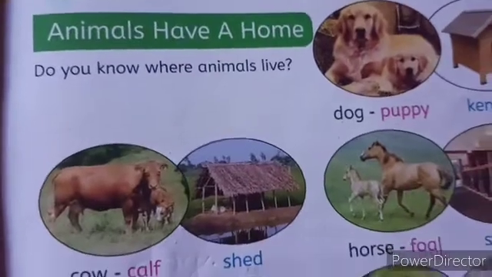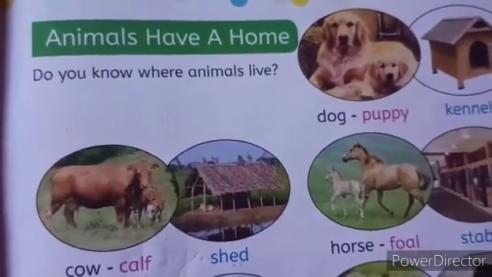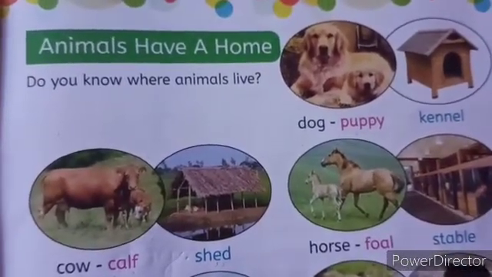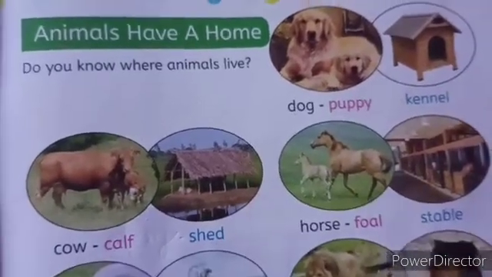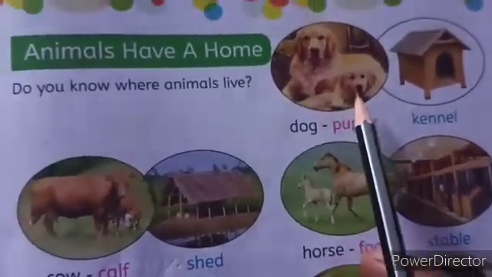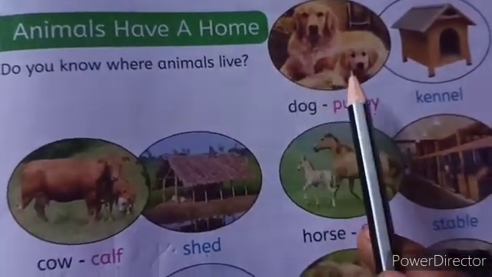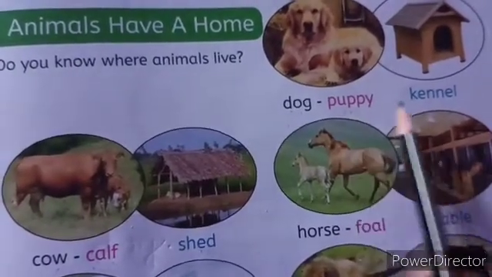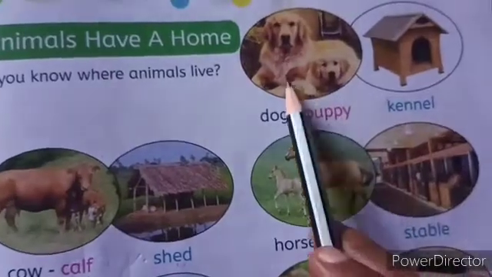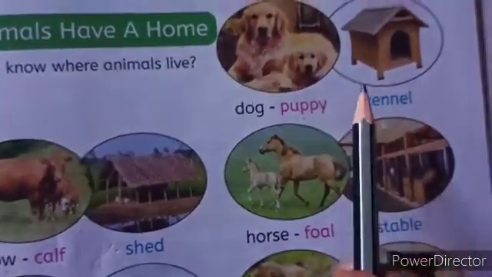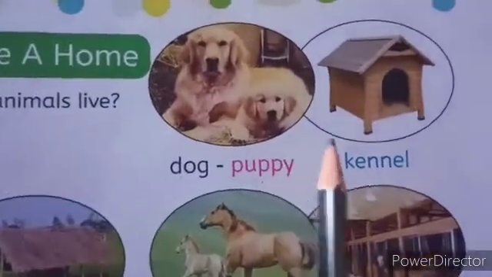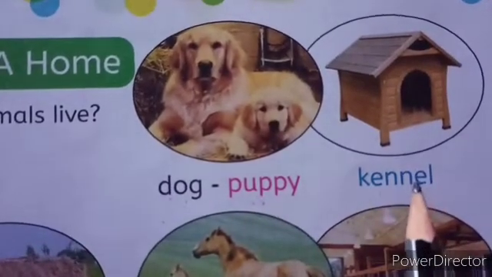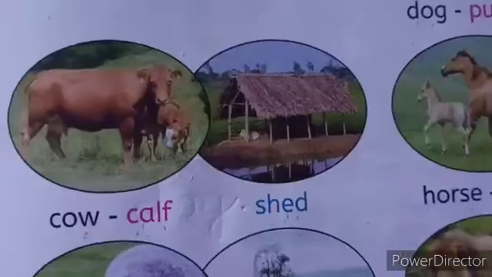Okay. So children, today let's learn names of young ones and their homes. Animals have a home. See, what is this? Dog and young one, puppy. Where do they live? They live in a kennel. Understand? They live in a kennel.